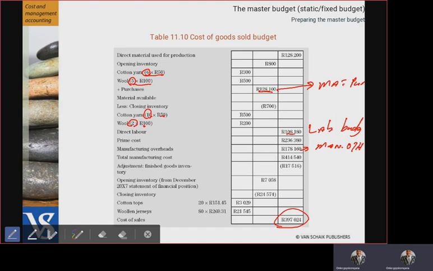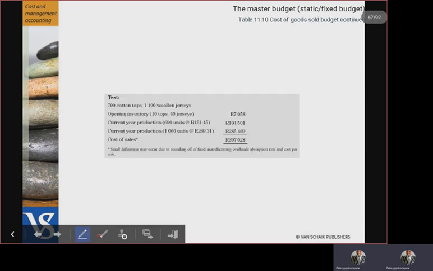Then in your master budget, you can safely say that now you've done that. You can do the test of that master budget by taking in your 700 woolen tops and your 1,100 woolen jerseys. That is your sales. So you do your test in this calculation by taking opening inventory, 10 tops and 40 jerseys, current year's production 690 times 150, and 1,060. One I will ask them, okay, why do we say that our production is 690?